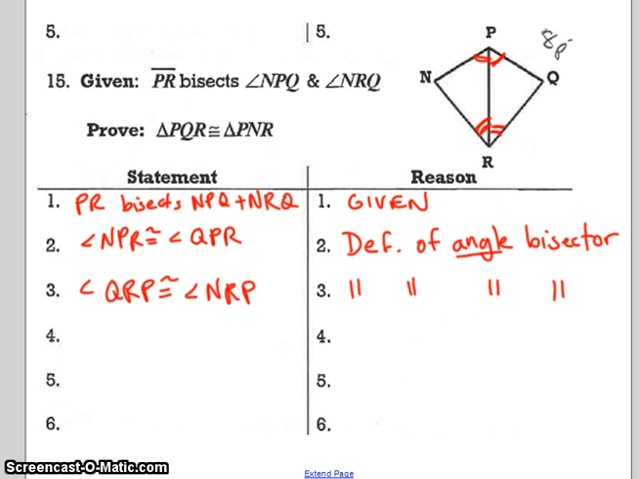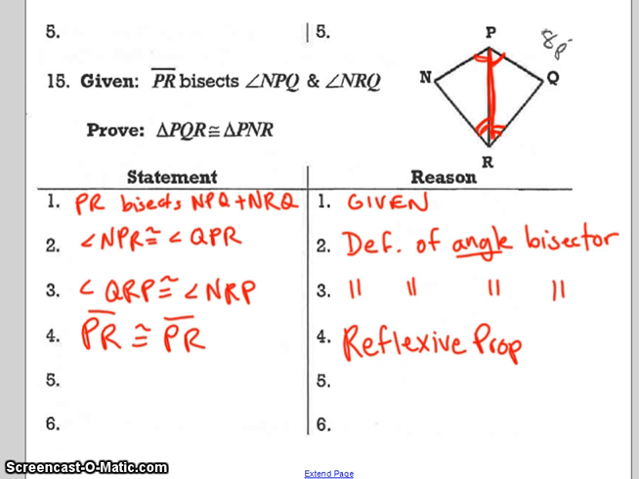Okay, and the last thing is we have a line, or a segment, that's shared between the two triangles. So we know that PR is congruent to PR. Alright, and that is reflexive. Reflexive property of congruence. Okay. Since we know all that, we have angle, side, angle, angle, side, angle. And that's enough to say that the two triangles are congruent.